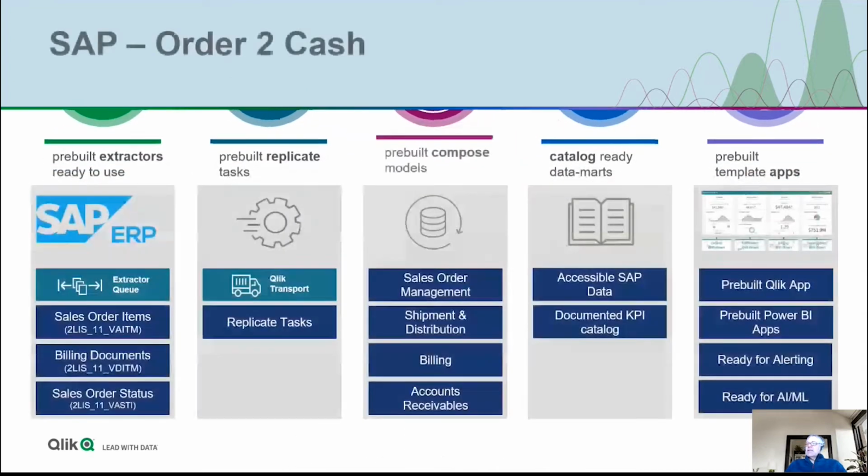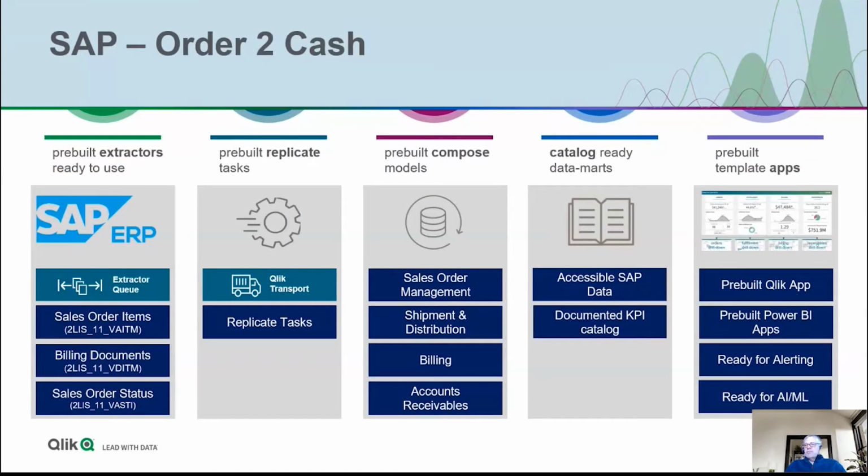So in the next slide, a more detailed view of the solution contains extractor queues for different business environments, for different types of sales orders, billing documents, especially here in the order to cash as an example: sales order status, billing, accounts receivables, etc. The replication tasks are pre-built. They help you to understand what's coming in terms of data. Just take it, copy it into Replicate, and run them.